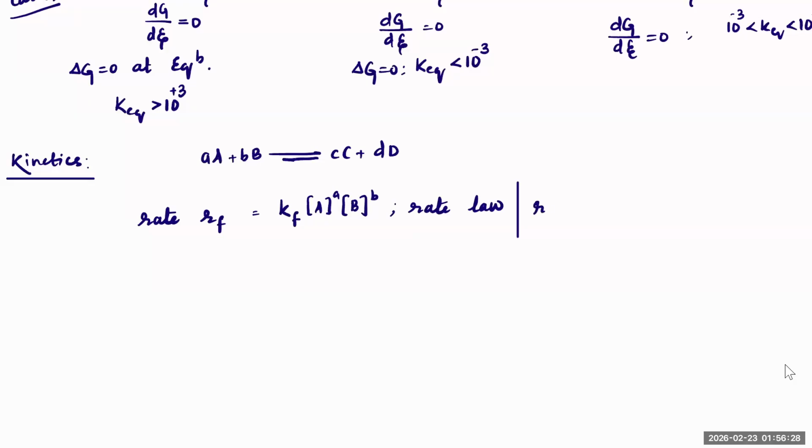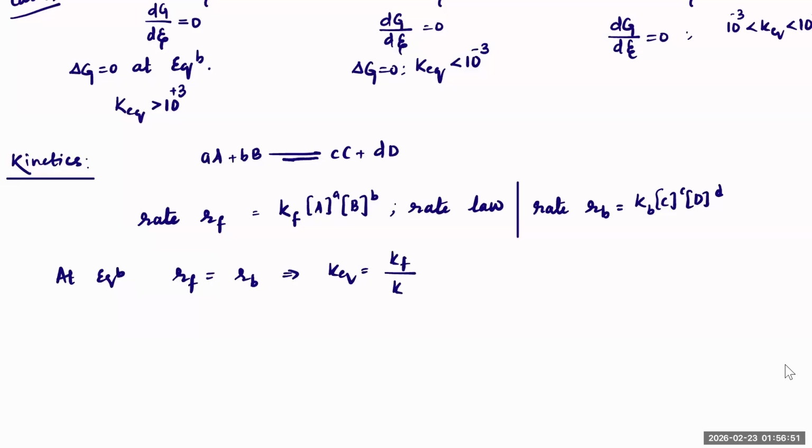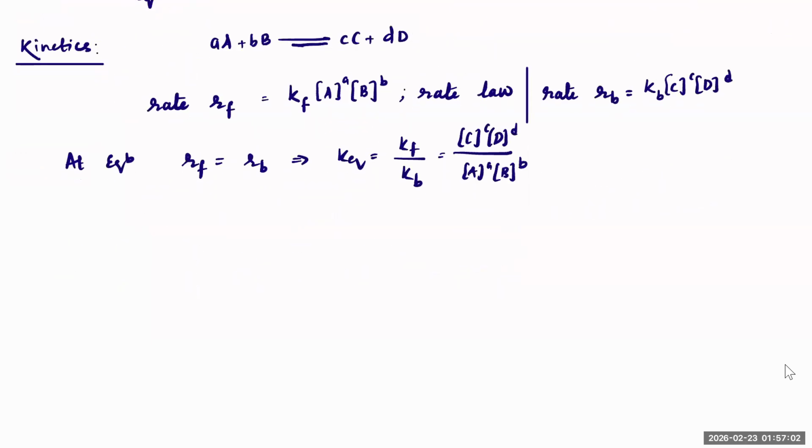Similarly, rate law also suggests that rate in the backward direction can be written as k backward into [C] raised to the power c and [D] raised to the power d. And at equilibrium, what is noticed is that the rate of forward direction and backward direction is the same. That's why K equilibrium can be written as k forward by k backward, which is concentration of the products upon concentration of the reactants. This is something I'm sure you are aware of. Just try to recall that part. This is what happens at equilibrium. Clear? From the kinetics point of view, this much you need to know.